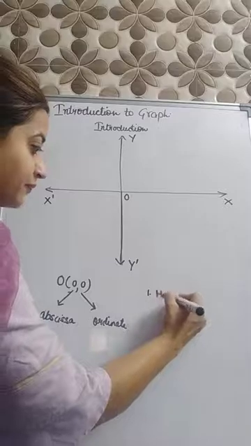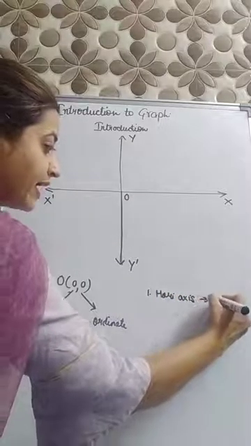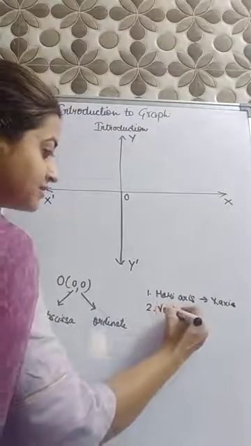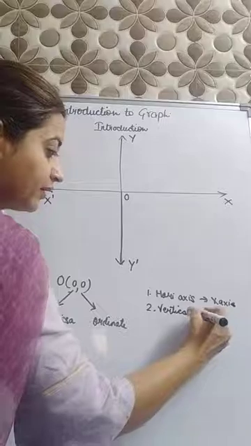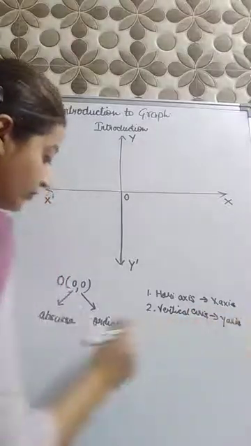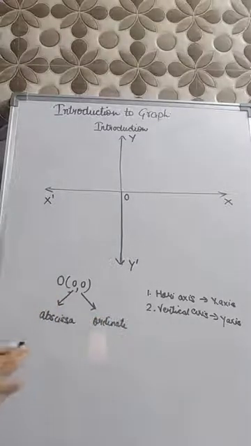Now you will note this thing also. Horizontal axis is your x-axis, vertical axis is your y-axis, and the point of intersection of x-axis and y-axis is called origin.